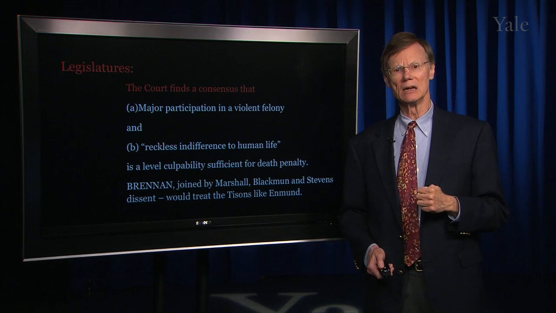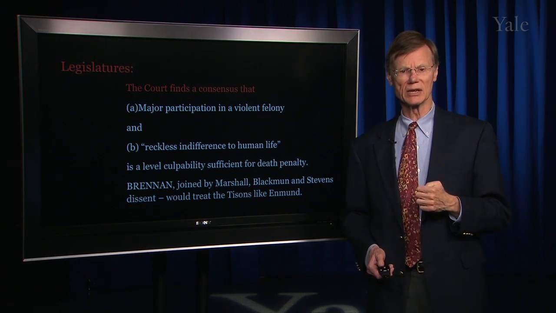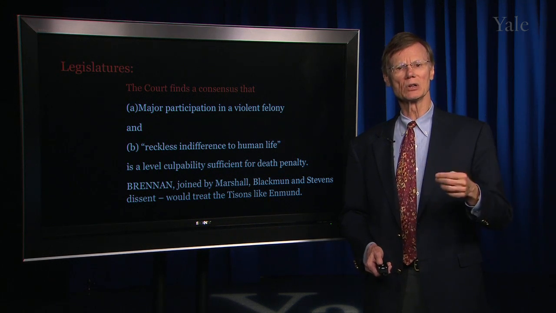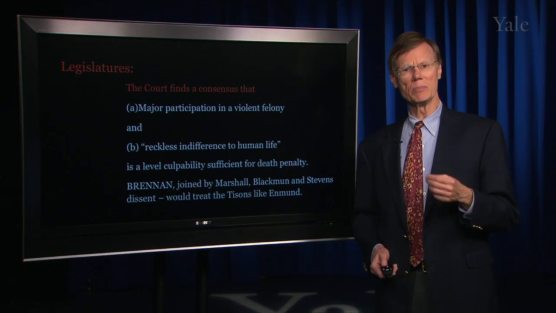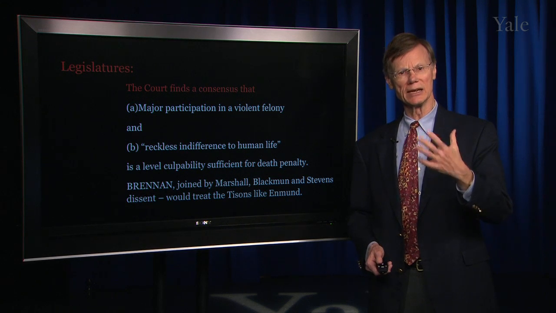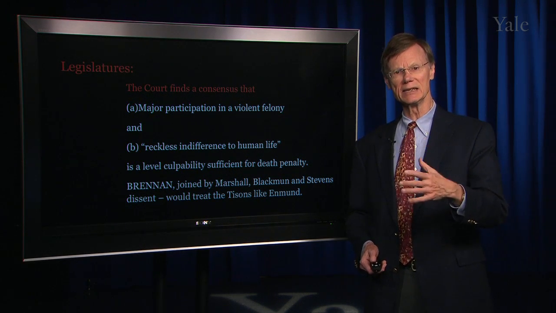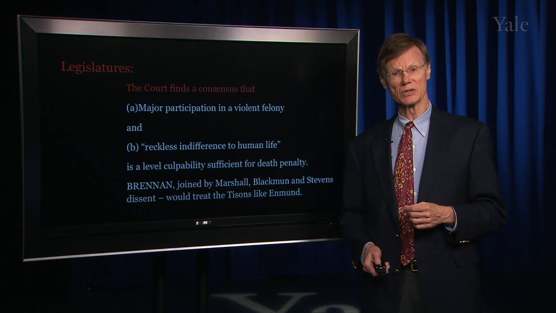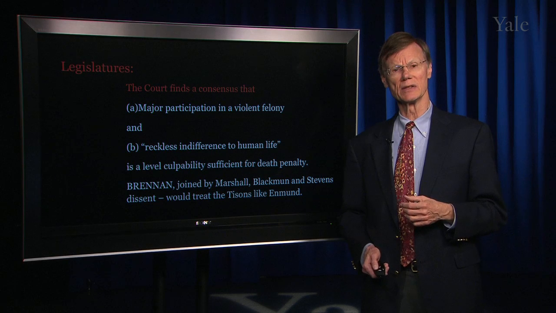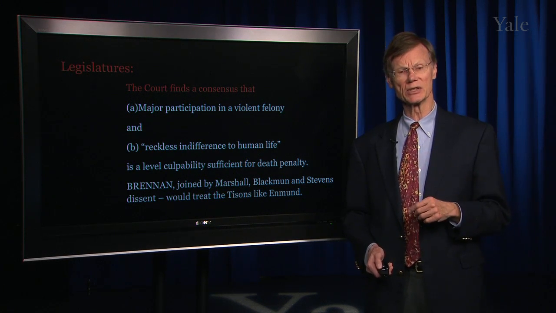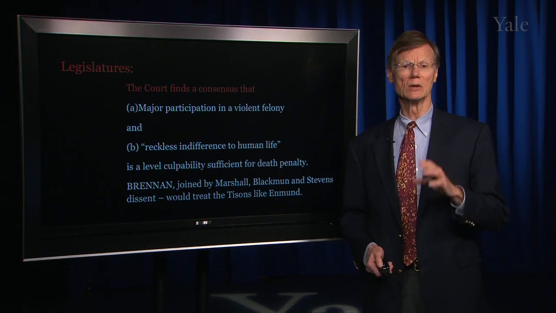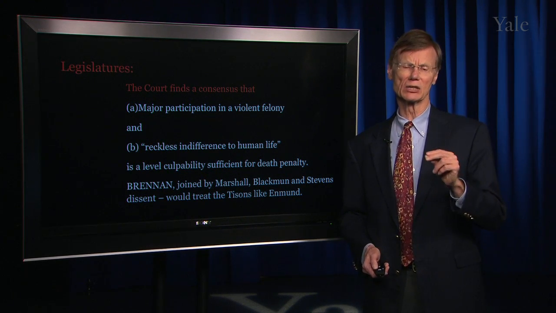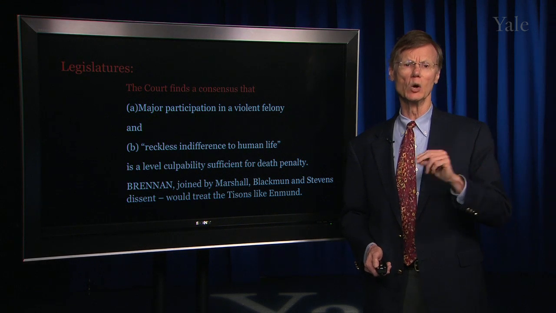Justice Brennan, joined by 3 other members of the court, dissents. They would treat the Tysons just like Inman, and they would say that because of the role that they played, because they weren't the actual killers, and because they didn't intend to kill, because they were surprised by what their father and the other person did, that they should not be subject to the death penalty. But the court has now established that major participation, reckless disregard, is going to be enough to make someone eligible for the death penalty in co-defendant cases.